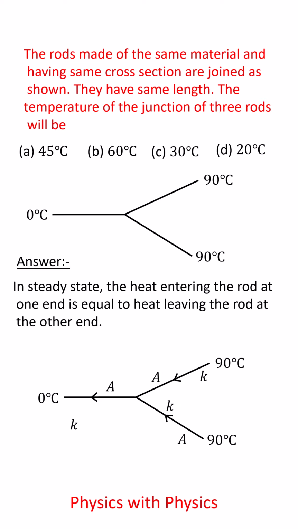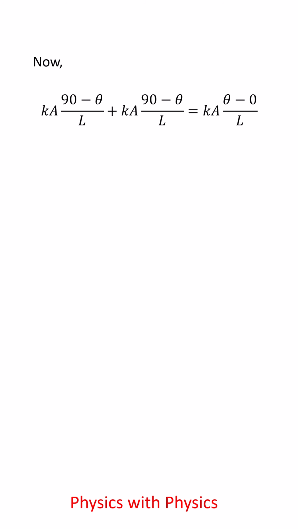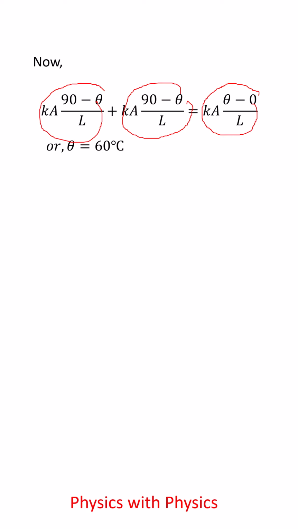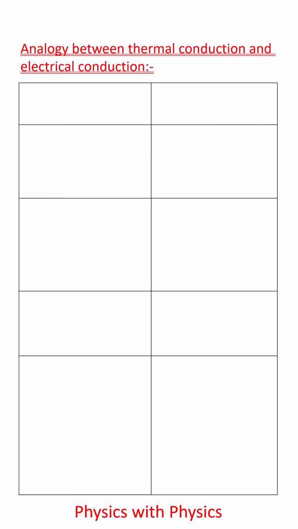A is the area of cross section, K is the coefficient of thermal conductivity of the rods, L is their length or thickness, whatever we say. Q1 and Q2 are entering heat energies and Q3 is outgoing heat energy, and in steady state Q1 plus Q2 is equal to Q3. Now, this is Q1, this is Q2, and this is Q3. On solving, we get theta equals to Celsius.